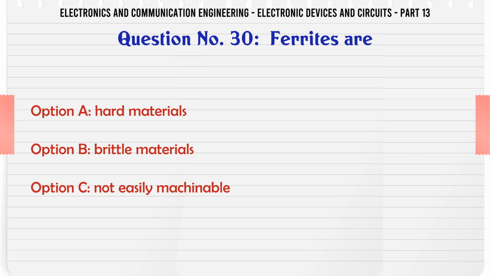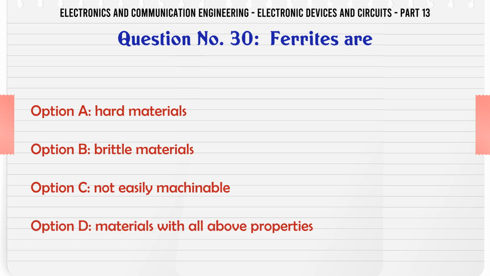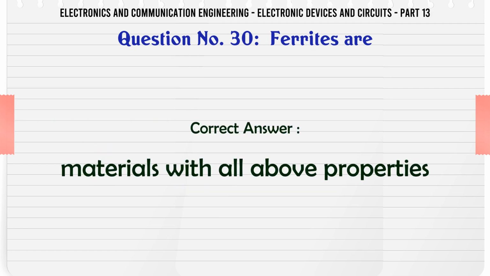Ferrites are A. Hard materials, B. Brittle materials, C. Not easily machinable, D. Materials with all above properties. The correct answer is materials with all above properties.